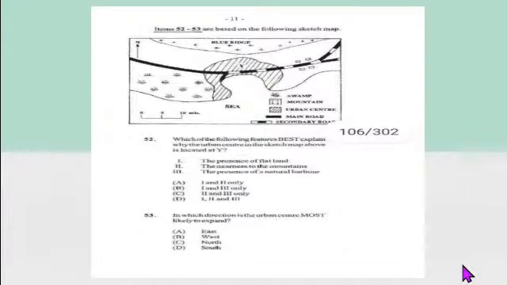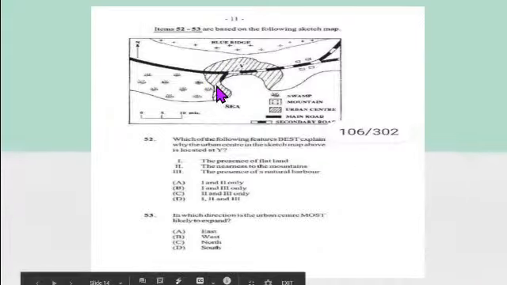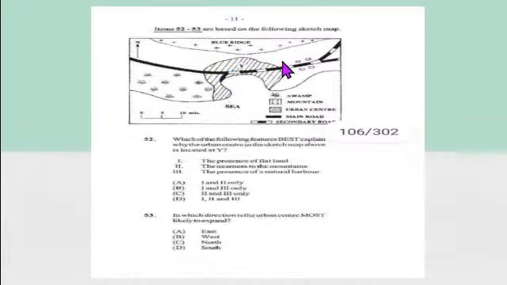So, since you can kind of see it, I'll just go through it just the same. Which of the following features best explain why the urban center in the sketch map above is located at Y? So, this is Y right here. The question is asking you, why is the urban center where it is?